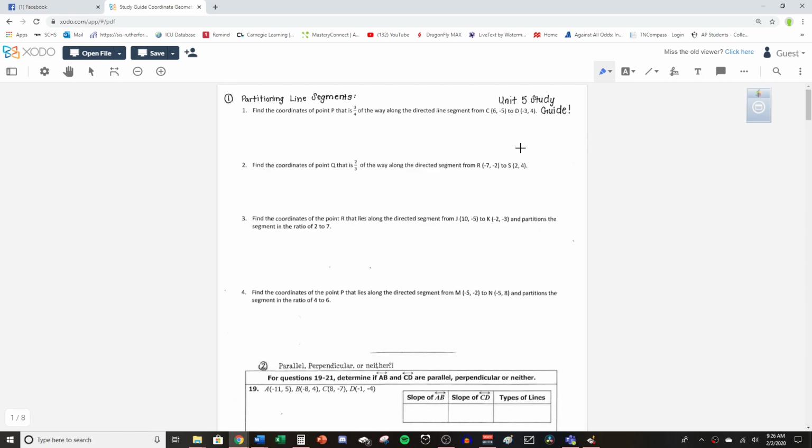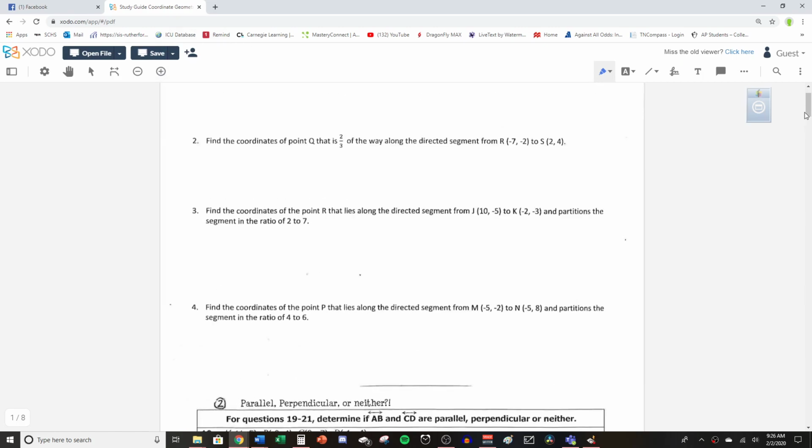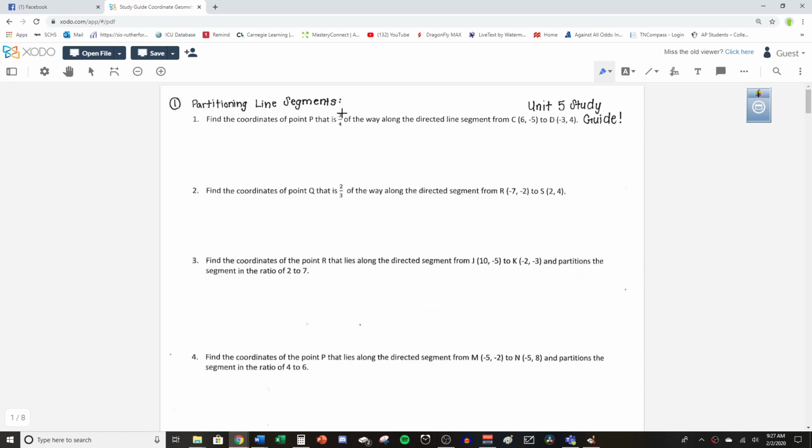In the study guide, the first thing that you're going to want to do is change a few numbers. We wanted to adapt a couple of these. The first thing is this. I'm going to zoom in on questions 1 through 4 here. Let's change this ratio here. It says 3/4. Let's change that to 2/3.